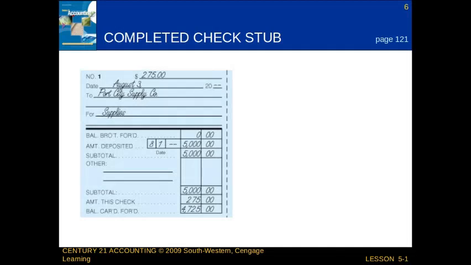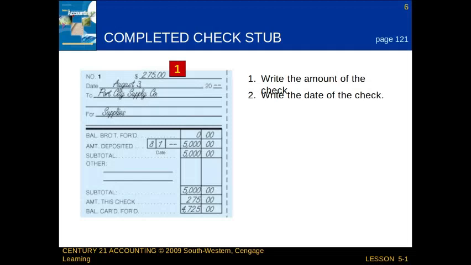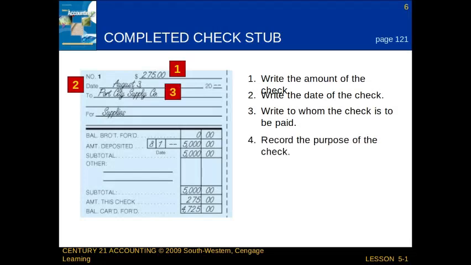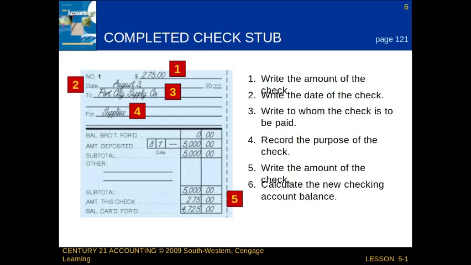All right, next we're going to be talking about a completed check stub. When we complete a check stub, there are some steps that we follow. First, we write the amount of the check. Then we write the date of the check. Next, we write to whom the check is to be paid. Then we record the purpose of the check. Next, we write the amount of the check. And then we calculate the new checking account balance.